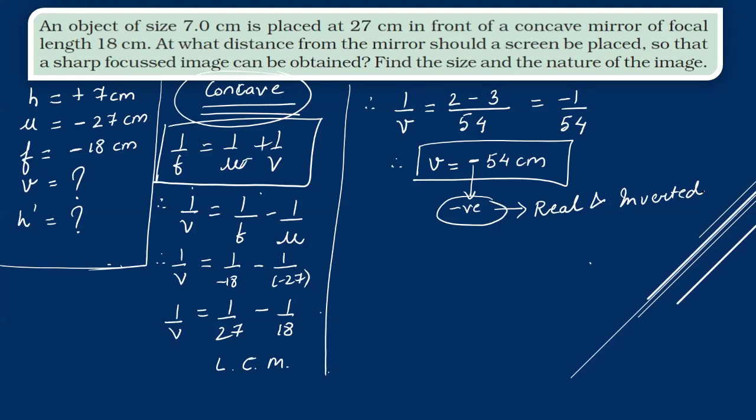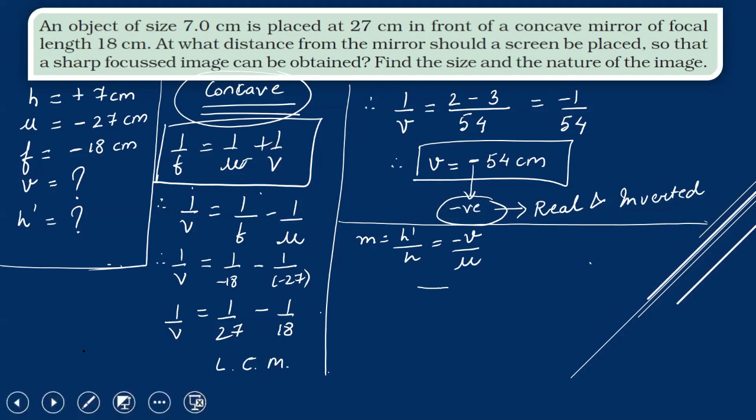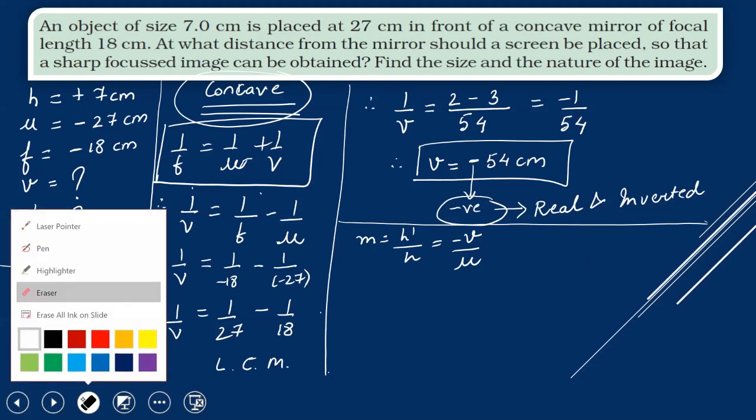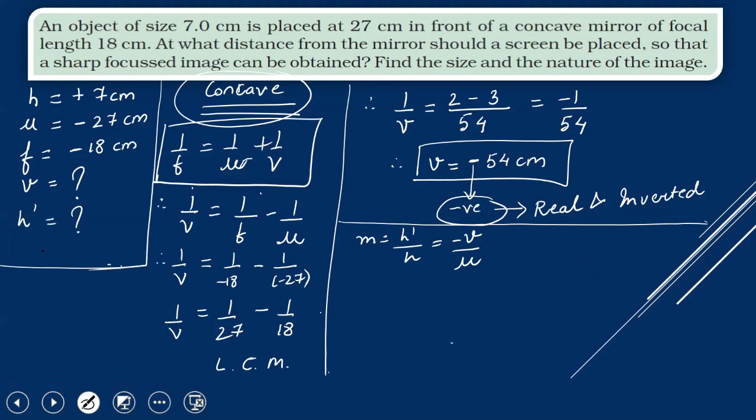Now what is the next thing that we have to do? We have to find the size as well. According to the last formula that we studied, m is equal to h dash upon h, which is equal to minus v upon u, right? This was the formula. Now we have the other things at hand. We have found v, we have u, and h has also been given to us. So let us formulate: h dash will be equal to h into minus v upon u. Yes, we can do that.